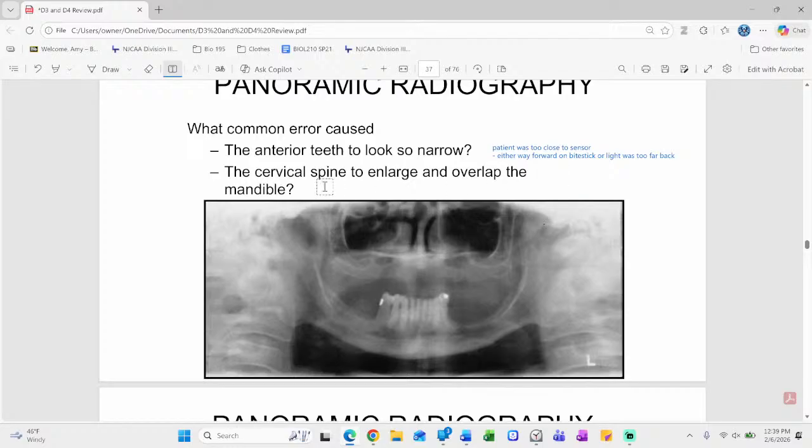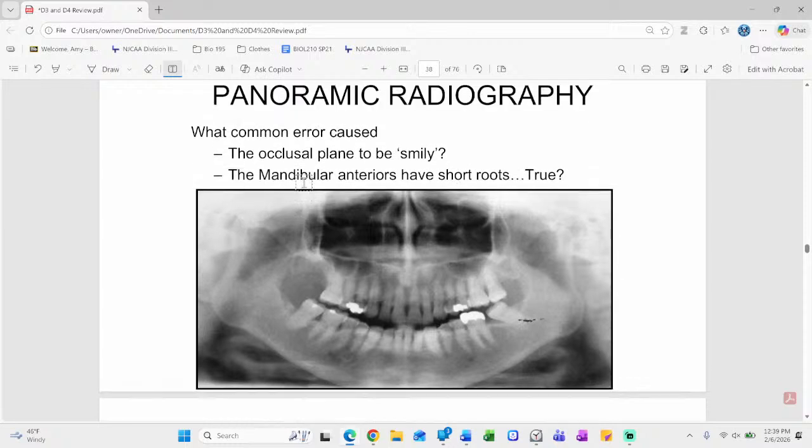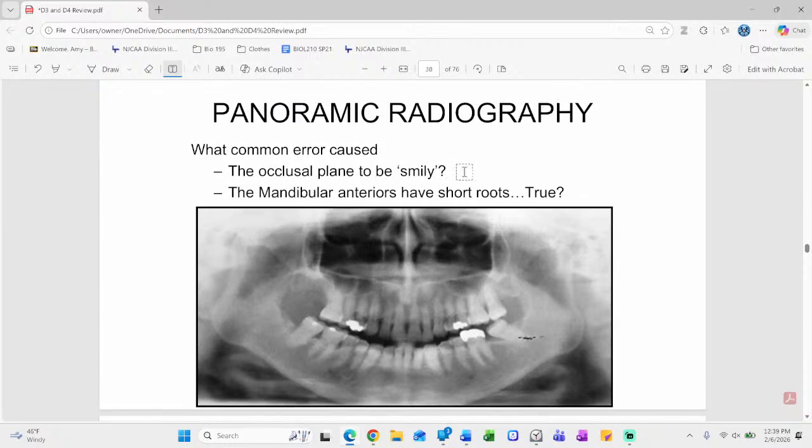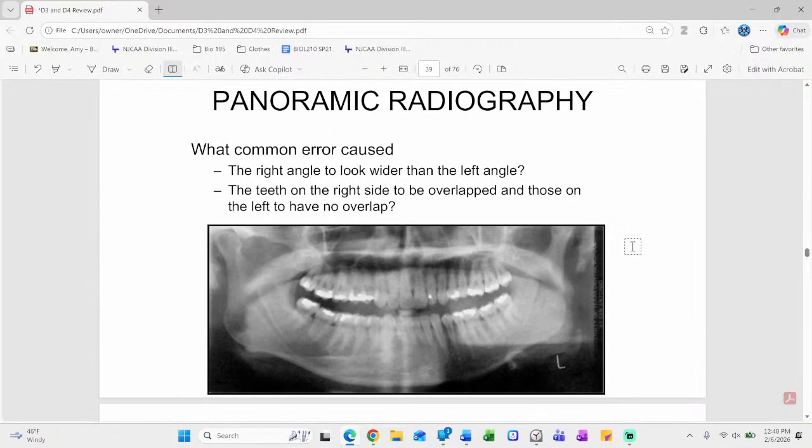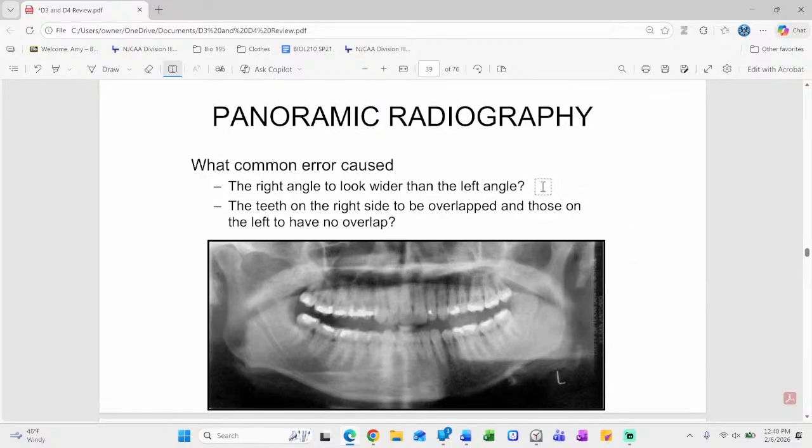Cervical spine encroaching on the mandible. All right, smiley again, you got that. What happened to my apices? They're out of the focal trough. Right, out of the focal trough. Last light here, angle, so teeth are overlapped here. Here we're a little bit straighter, a little bit wider here, a little bit narrower. So that, of course, is my mid-sagittal. All right. Good? All right.